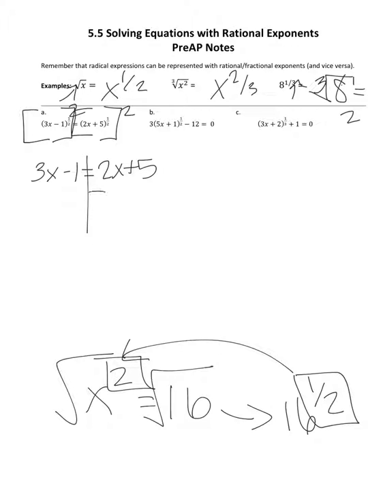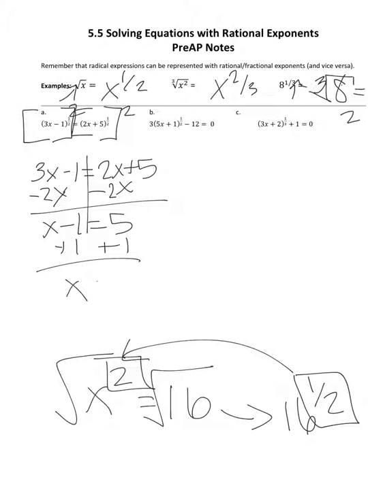So we're going to move our x's over to the other side, and that becomes x minus 1 equals 5. Then if we just finish this off by adding 1, we know that x is going to equal 6.